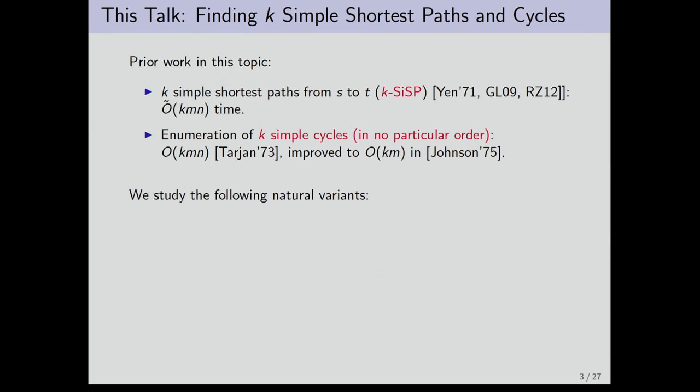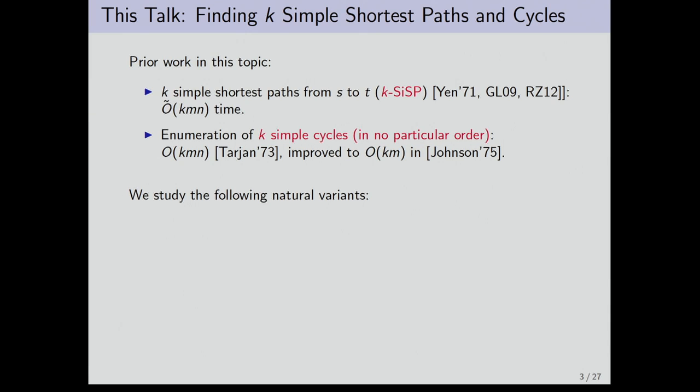And for shortest cycles, the only prior work that we are aware of is just enumerating k-simple cycles in the overall graph, and in no particular order. You're not asking for non-decreasing order of weight or length. And this is, again, a classical problem, just like the KSISP. In the 70s, there was a lot of work in this problem, and the first polynomial time algorithm was given by Tiernan in 73, and that was then improved to linear time by Johnson in 75, so kind of solved, but only in no particular order.